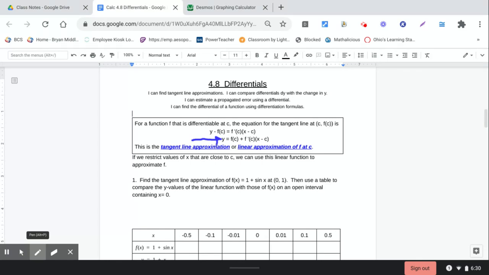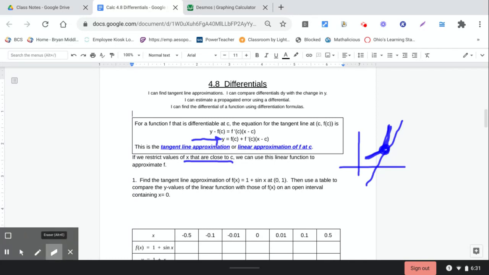And if we zoom in really close, if we restrict to values that are close to c, we can use the linear function to approximate the function. So on that thing that I had drawn before, let's say we didn't actually know what this function was. We could use the tangent line to approximate values as long as we're close to that point.